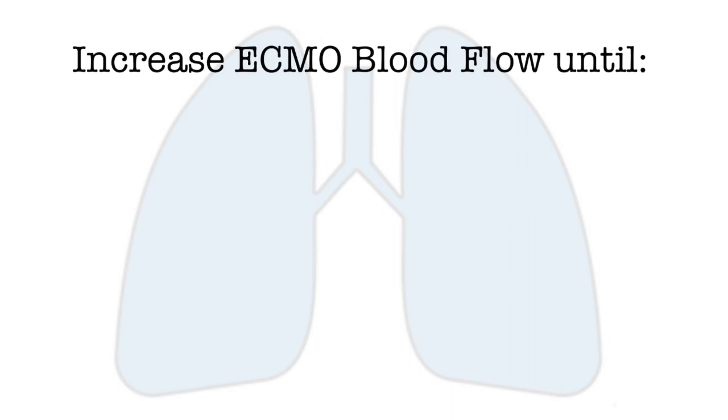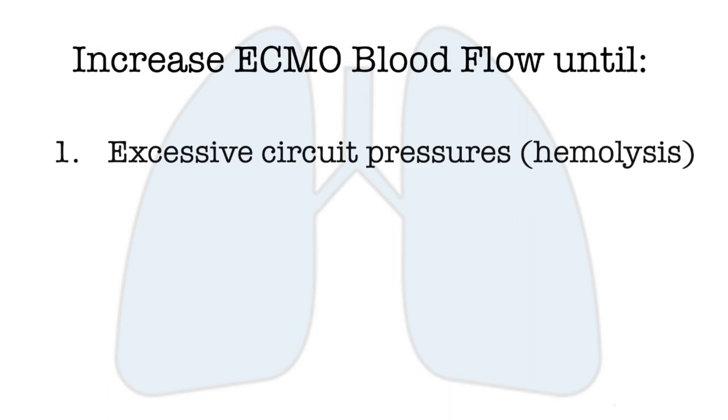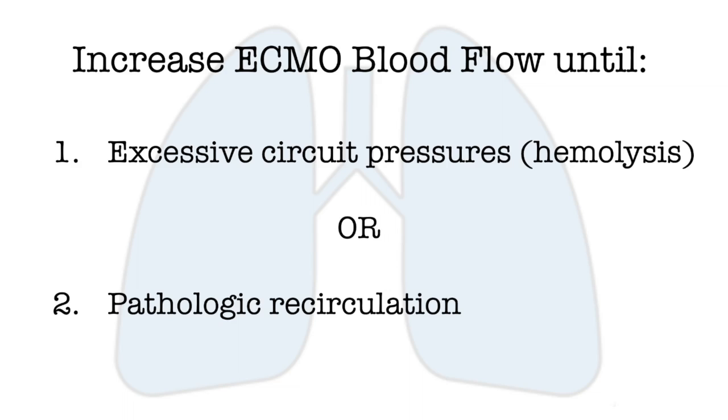So how high can you increase the flow? You can increase the flow until you run into excessive circuit pressures that lead to high-level hemolysis. As you increase the flow, the negative drainage pressures and positive return pressures will become more extreme. Each circuit is unique, and there is no standard pressure limit at which hemolysis occurs. The second important limitation to increases in blood flow is the occurrence of pathologic recirculation.